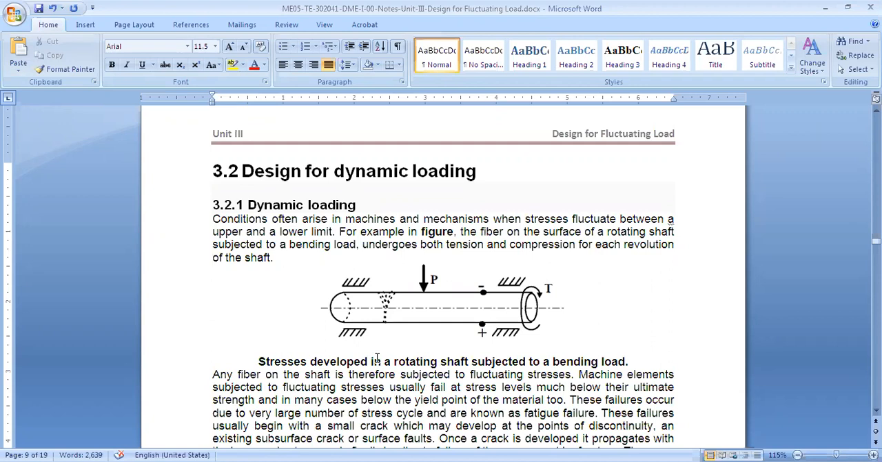That means the load is not constant. Say you are applying a force of 10 Newton, then you increase it to 20 Newton, so it goes from 10 to 20, and when you take your leg off the pedal, the load becomes zero. Are you getting my point?